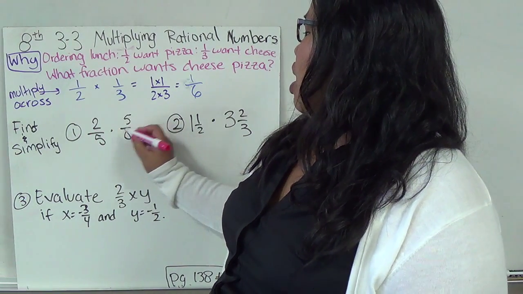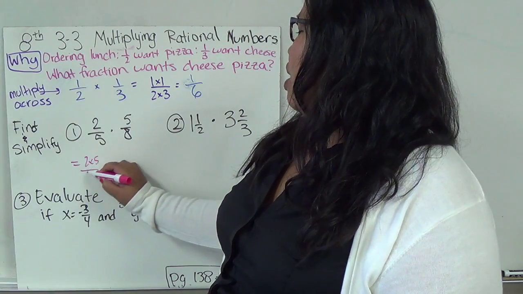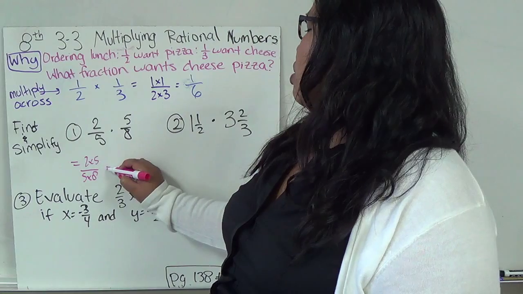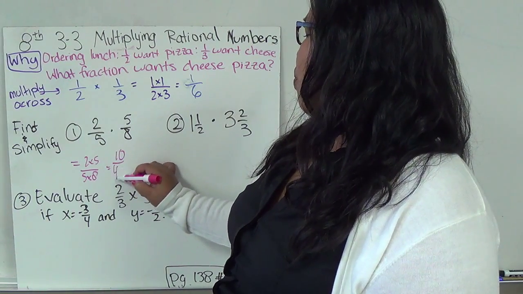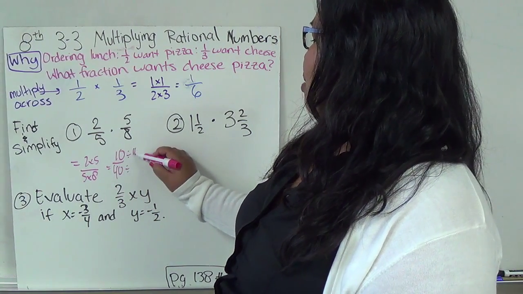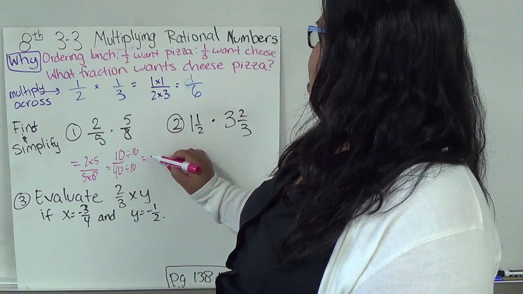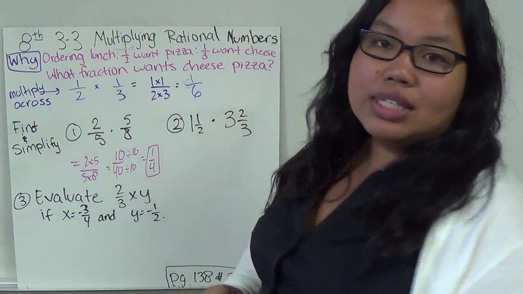For example here, I'm going to multiply across, so 2 times 5, and then 5 times 8. So 2 times 5 is 10, and 5 times 8 is 40. And it wants me to simplify, so I can divide both by 10. This gives me 1/4. Don't forget to simplify.